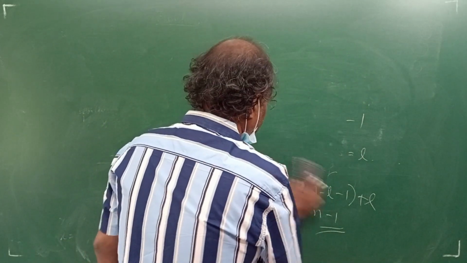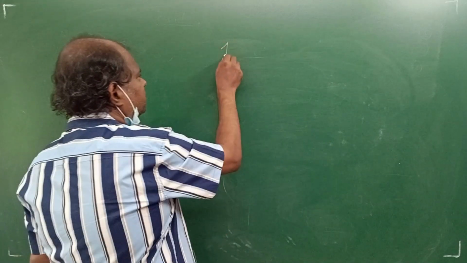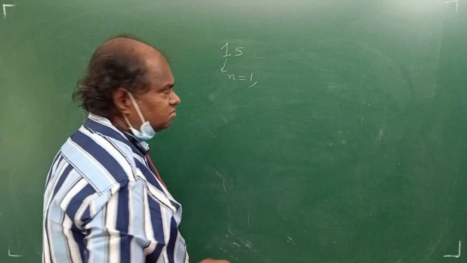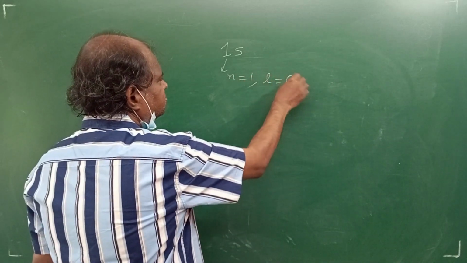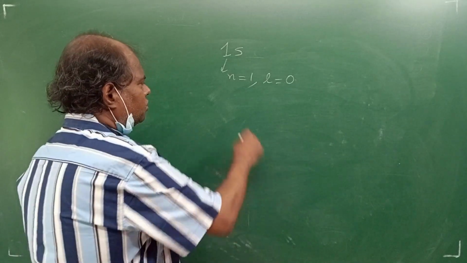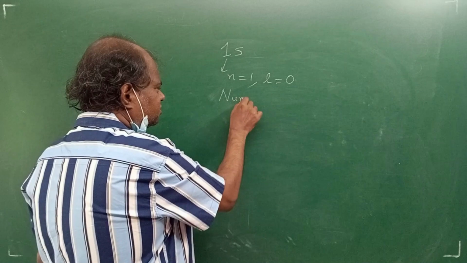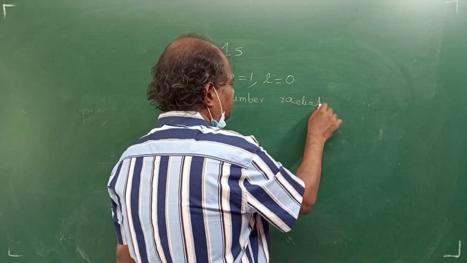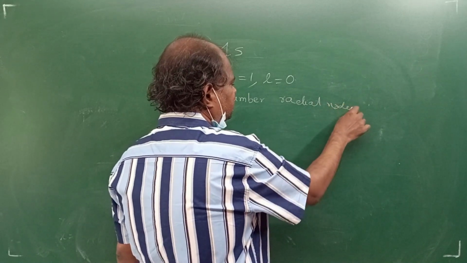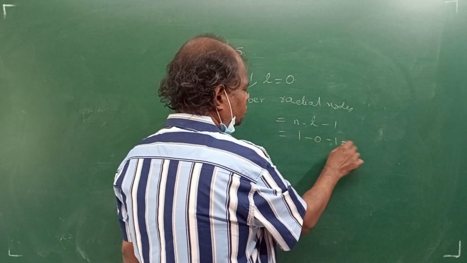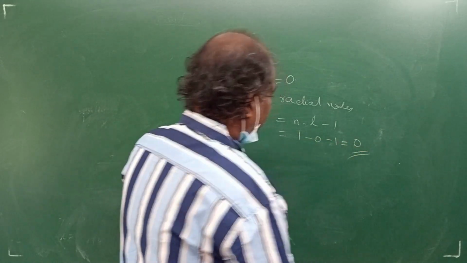Now let us take some orbitals. Let us take the 1s orbital. For the 1s orbital, tell me what is n? n is 1, l is 0. An s orbital means l is 0. So what will be the number of radial nodes? Very simple formula: n minus l minus 1. Just substitute the values and you will get 0. So that means the 1s orbital has no node.